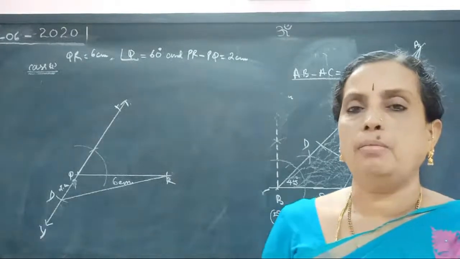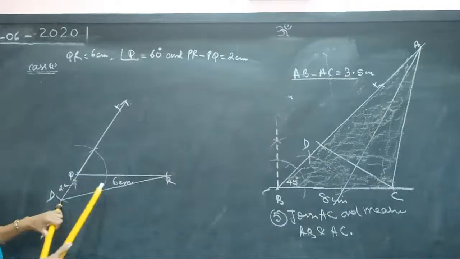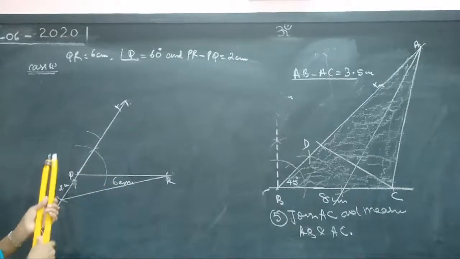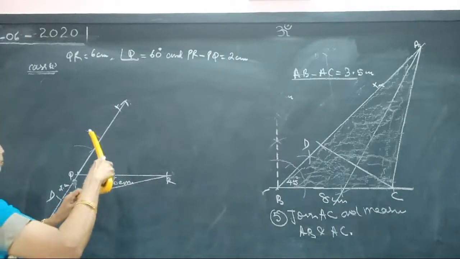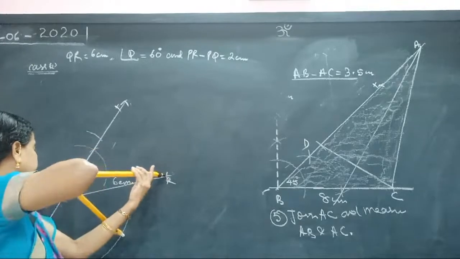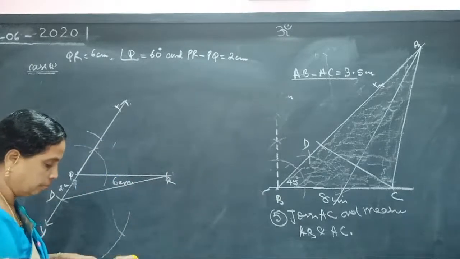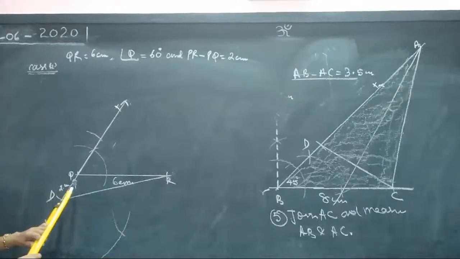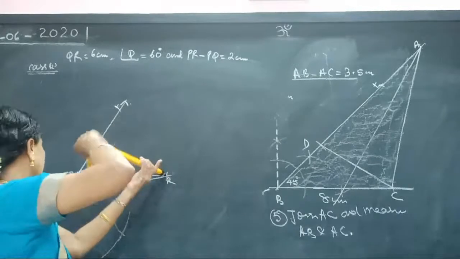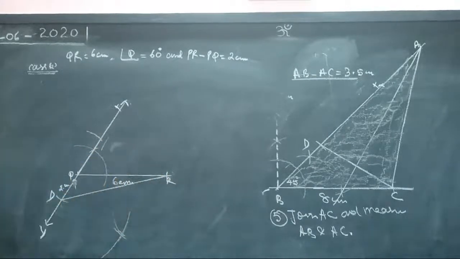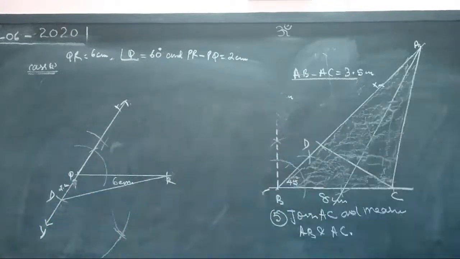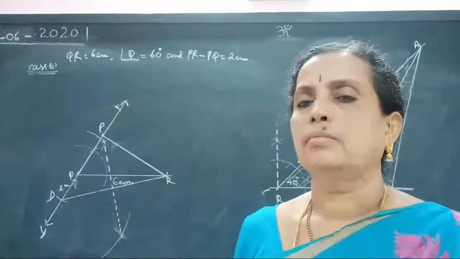constructing its perpendicular bisector. And you know how to construct a perpendicular bisector, taking more than half, cutting on both the sides. Okay. Now join the intersected arcs. You will get a perpendicular. Okay, we continue.